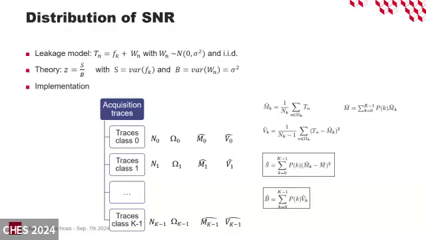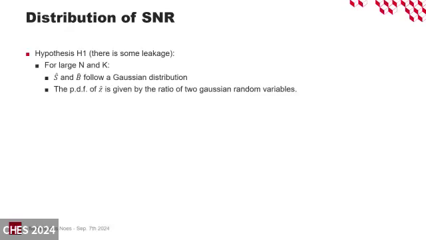In my talk, I will forget the hat. When there is the hat, this means estimation, but I will not repeat it every time. So we compute this S and B, and taking the ratio, we have the SNR. In the paper, we start from the distribution of T_n, and we derive the PDF of all the intermediate values, M_k, V_k, M bar, S, B, and eventually the SNR Z. So I will jump to the result.